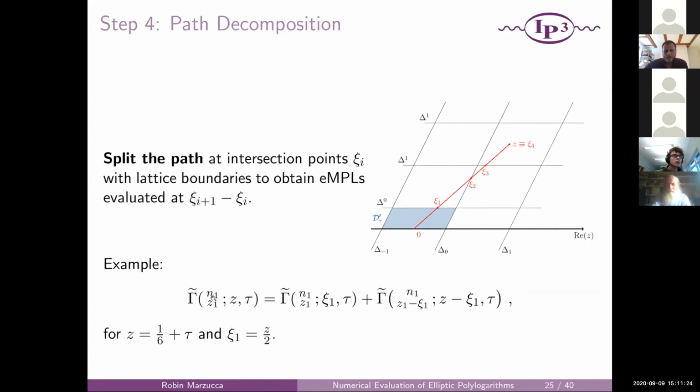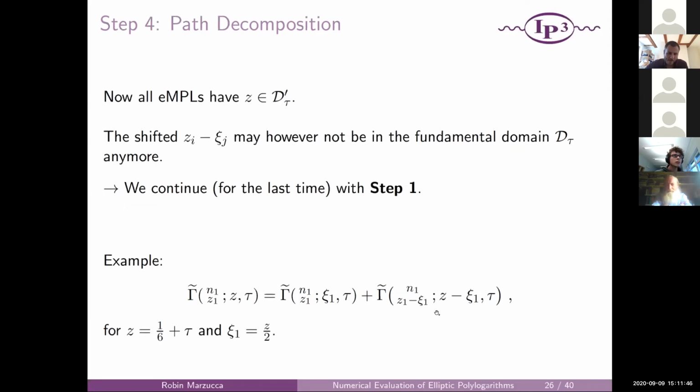So this EMPL, n1 z1 z, we can decompose the path such that we have an integral from 0 to psi 1 and an integral from 0 to z minus psi 1, where again, we have shifted the argument z1 here as well when redefining the integration. And of course, now this z1 minus psi 1 does not necessarily lie in the fundamental domain d tau anymore. So for the very last time, we'll have to go back to step 1.